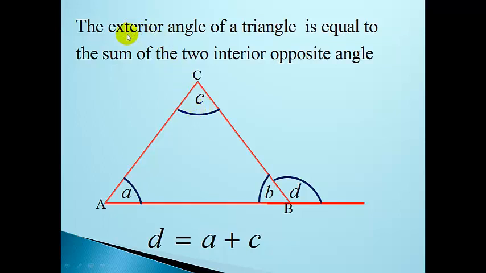And so we are saying that the exterior angle of a triangle is equal to the sum of the 2 interior opposite angles. That means that D is equal to A plus C. That is, the exterior angle D is equal to the sum of the 2 interior opposite angles, that is A and C. And that is why D is equal to A plus C.